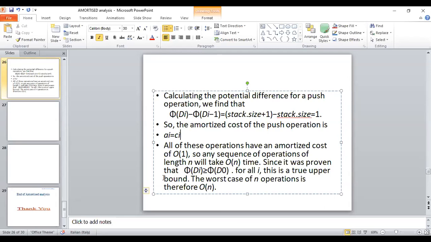So these are the three important methods of amortized analysis. Those three methods are the aggregate analysis, the accounting method, and the potential method.